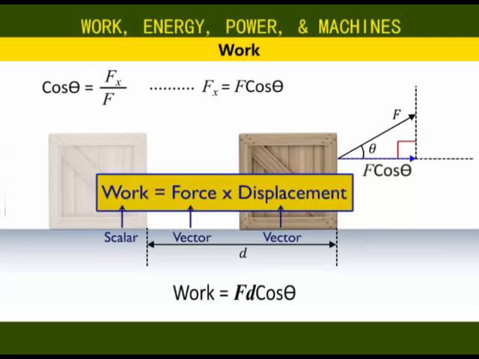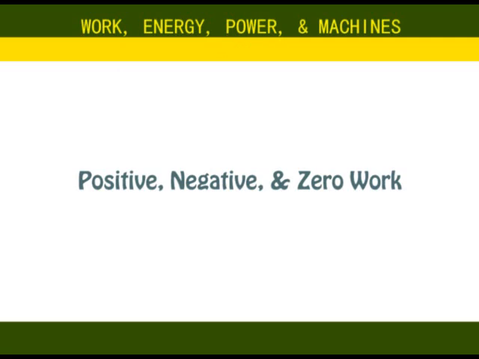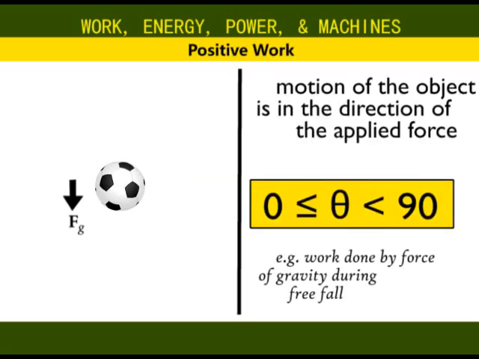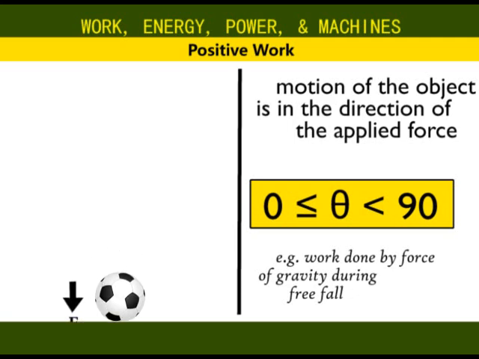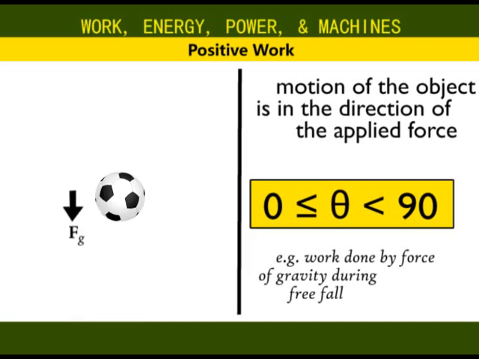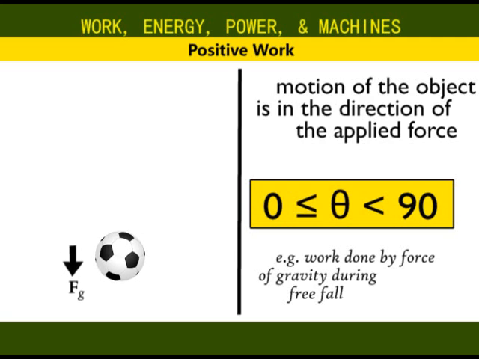In the expression of work, force and displacement are vectors, but work is a scalar quantity. Work done can be positive, negative, or zero. Work done is said to be positive when the motion of the object is in the direction of the applied force, or when theta is less than 90 degrees. For example, when an object falls to the ground, work done by the gravitational force is positive.